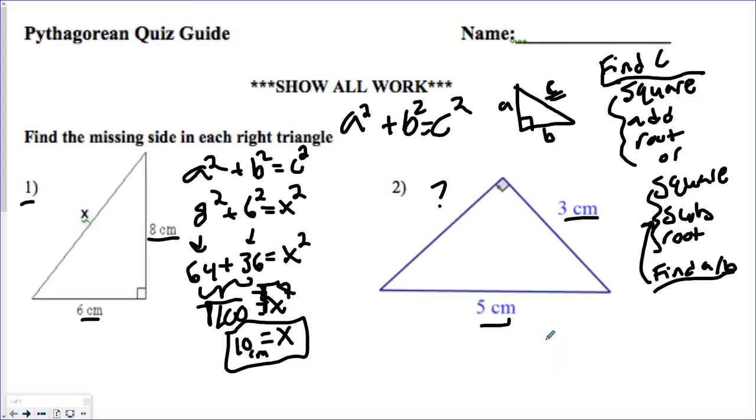We can do the same thing in number 2. And now this one's a little bit twisted, so you have to figure out, okay, which one of these is my C, which one's my A, and which one's my B. Well, really just which one's my C. All I need to do is figure out which one's my C because A and B don't really matter the order you tuck them in.